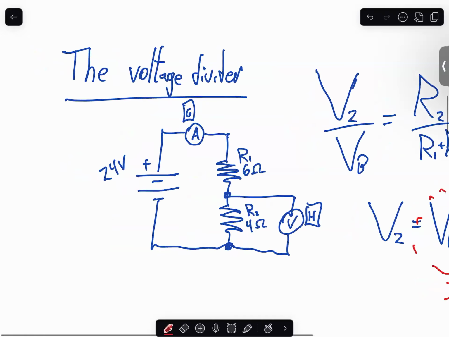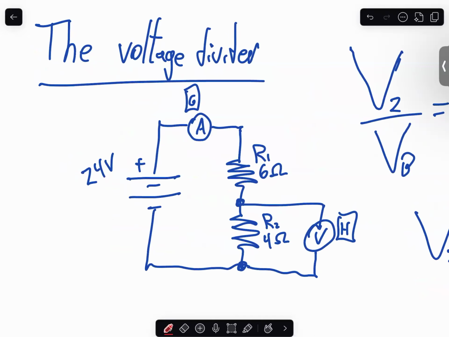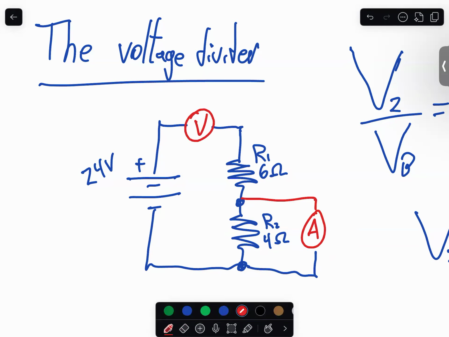Okay, so do you feel comfortable with being able to find the voltage across, the current through these? Let me test your understanding of voltmeters and ammeters. What would happen if I did this? If I hooked it up wrong?